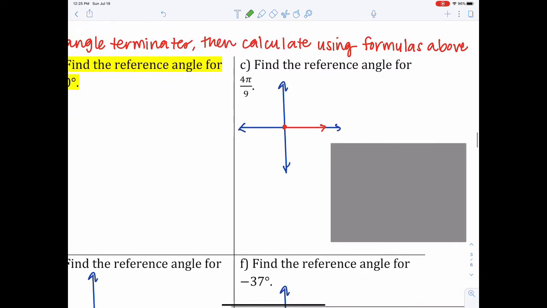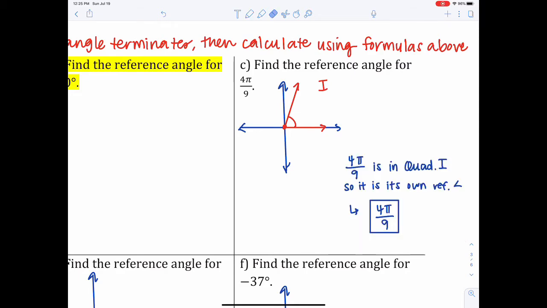So if I draw my terminal side over here in quadrant 1, this is where my angle is going to be. Again, quadrant 1, angles are their own reference angles. Therefore, our reference angle is simply 4π/9.